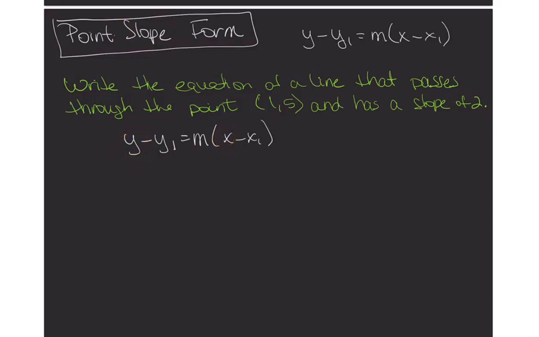So what are we going to come up with? y minus, what do we want to put in for y1? 5, yeah, equals, our slope is 2, times x minus x1, and what's our x1? 1.